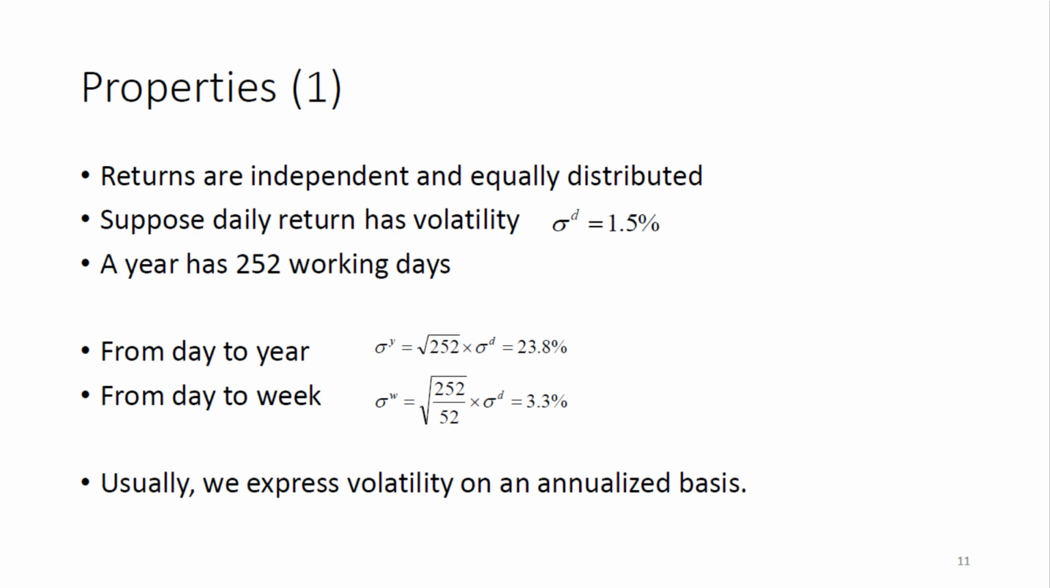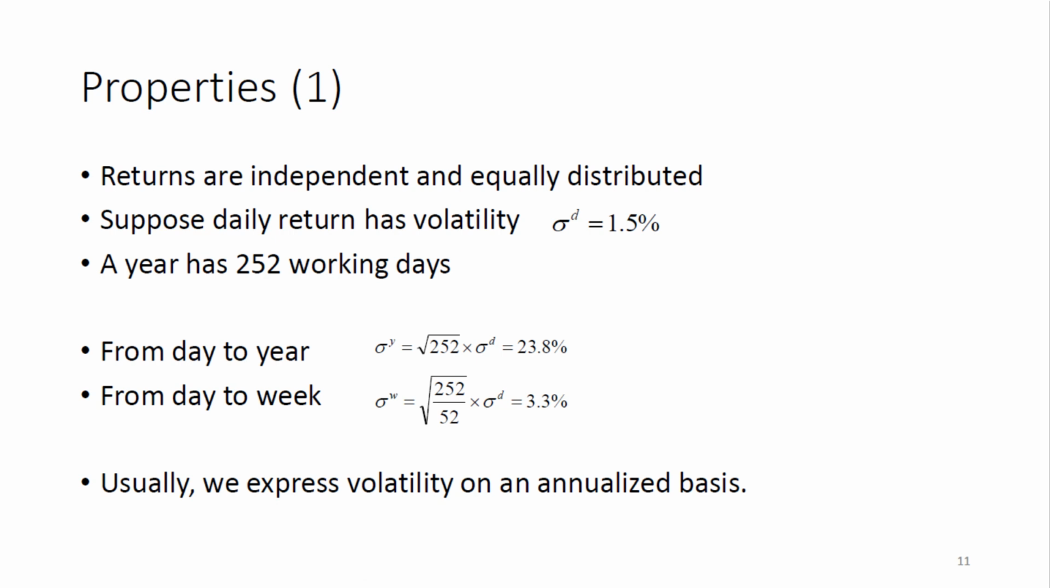In this case, the daily volatility is 1.5%. If we move to other frequencies, the natural assumption is that a year has 252 working days. So if I want to move from a daily volatility to an annualized volatility, which I denote with sigma y, y for year, it is equal to the square root of 252 times the daily volatility. That would imply an annualized volatility of 23.8%. So if the volatility in the sample is 1.5% on a daily basis, that's similar to looking at returns on an annual basis, where the uncertainty would be a volatility of 23.8%.